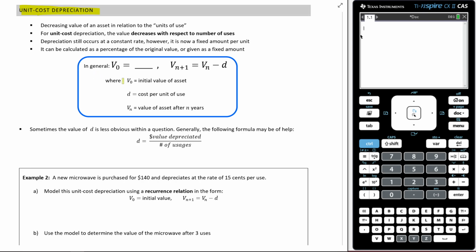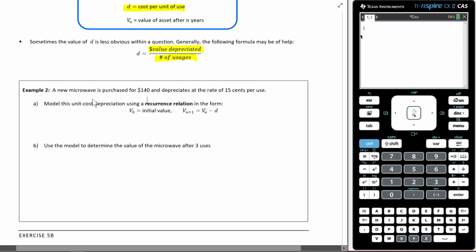So here we have our general rule. As you can see, we've got our initial amount. Then this D here is very important. It's the cost per unit of use. We're going to be seeing that soon. So sometimes the value of D is less obvious within a question. Generally, the following formula may be of use. So the value of how much is being depreciated by divided by how many times it's been used. Again, we're going to see examples of this.